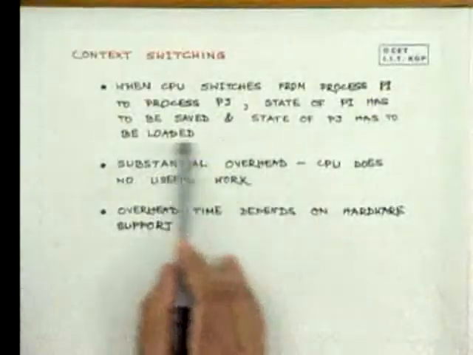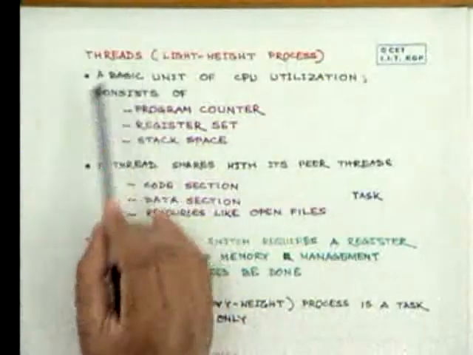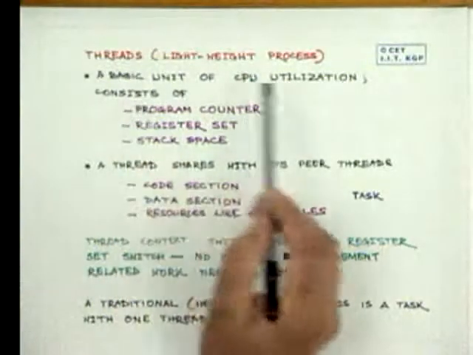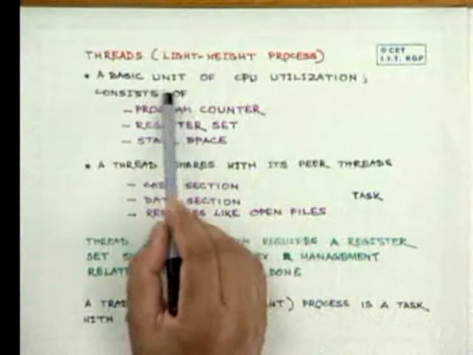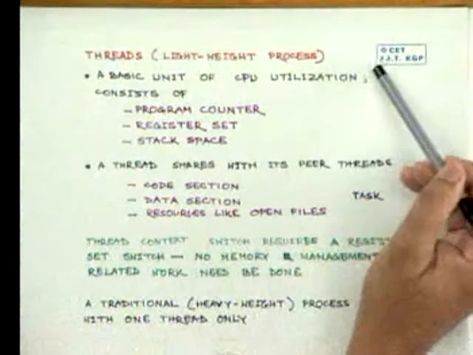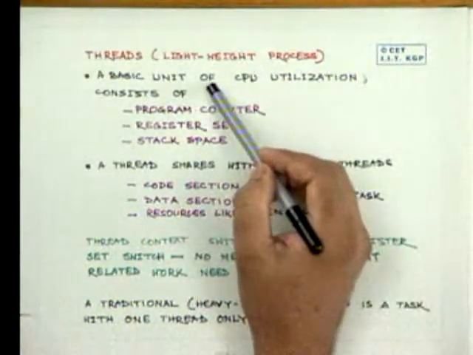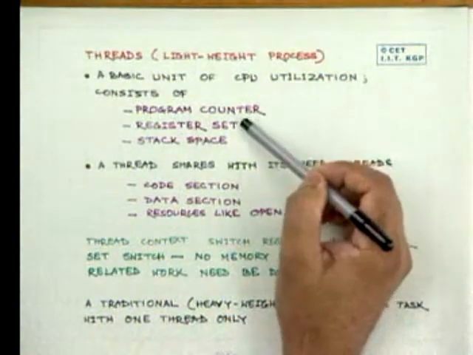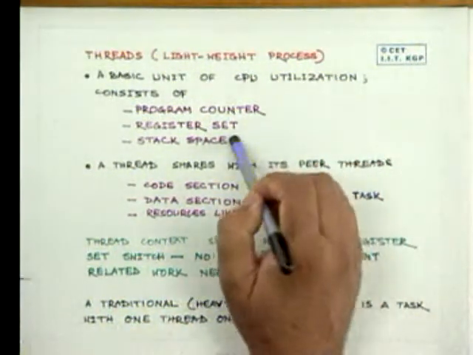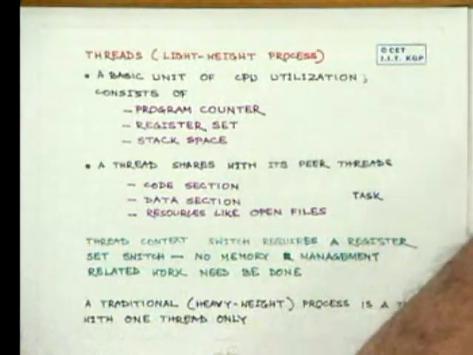Now, since context switching involves a substantial amount of overhead, there is another concept that has turned out to be very popular nowadays, and that is the concept of threads. A thread is a lightweight process. Lightweight process means it is a basic unit of CPU utilization, and it consists of simply the program counter, the register set, and the stack space, and nothing else.